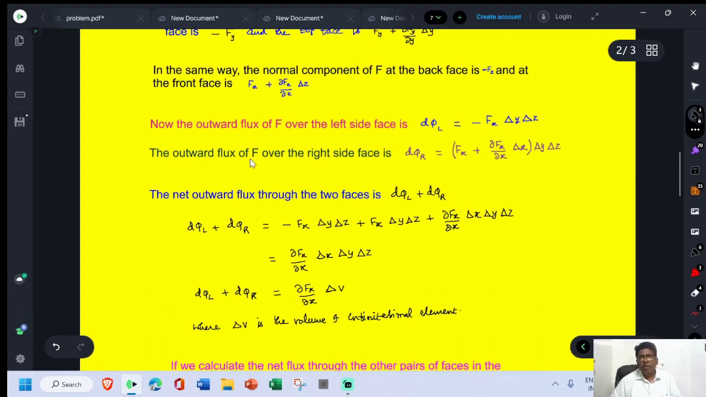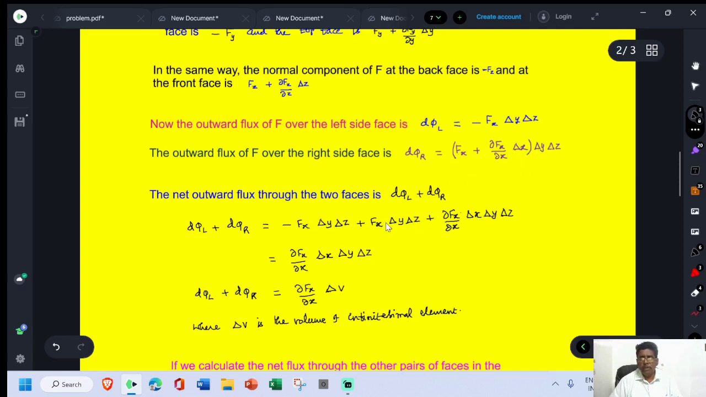In the same manner, the outward flux of f over the right side face is, this is the normal component along the right face into area, delta y delta z. The net outward flux through the two faces is, we just have to add these two, d pi l plus d pi r. If we add these two, we can get dou fx by dou x into delta v, because d pi l is equal to minus fx delta y delta z, d pi r is equal to fx into delta y delta z plus dou fx by dou x into delta x delta y delta z.